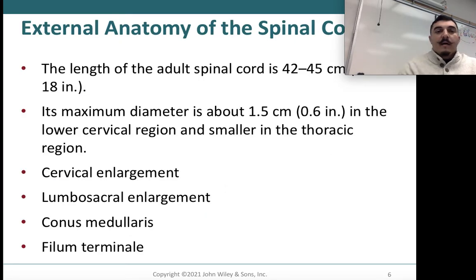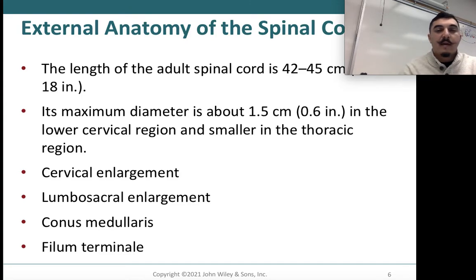Okay, a little bit of the structure of it. The length of the adult spinal cord is between 42 and 45 centimeters, so it's about 18 inches, kind of about a ruler and a half. The biggest diameter, in certain areas, is about 0.6 inches, and it's more in the lower cervical region. And then it's smaller more in the thoracic region.